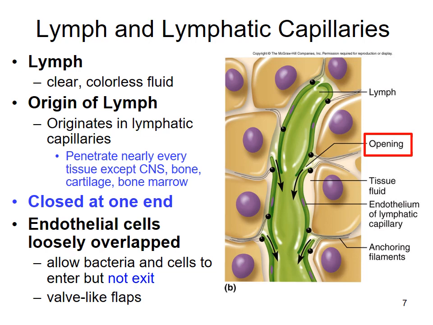And as you can see on your slide, I did highlight for you that you will find lymphatic capillaries in the majority of places in the body, with the exception of the central nervous system, CNS, bones, cartilage, and bone marrow.